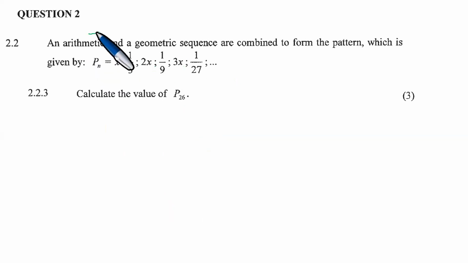Still, we have an arithmetic and a geometric sequence that have been put together. They've been combined. Calculate the value of P26. So now in this case, Px is this, Pn is that. Right, we need to know what P26 is going to become. It's even. 26 is an even number.